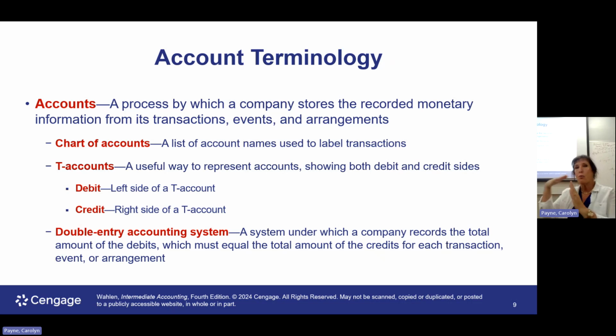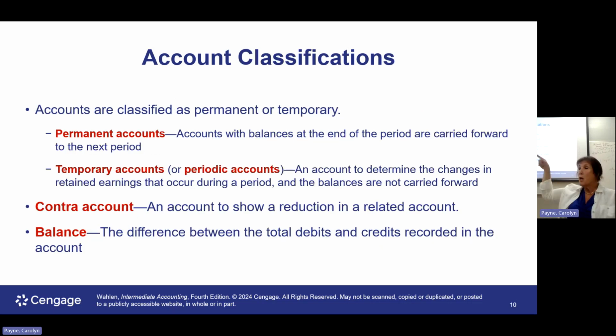Okay, so a T account just represents the ledger and what that looks like inside the computer system. Okay, we talked about permanent accounts and temporary accounts. What are the permanent accounts? The ones that never close out. What are they? Assets, liabilities, owner's equity.